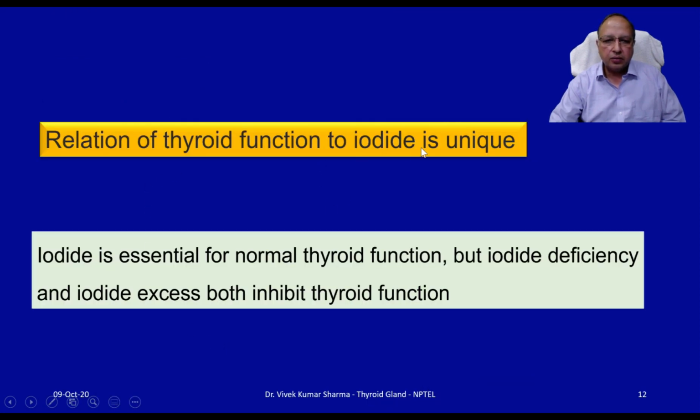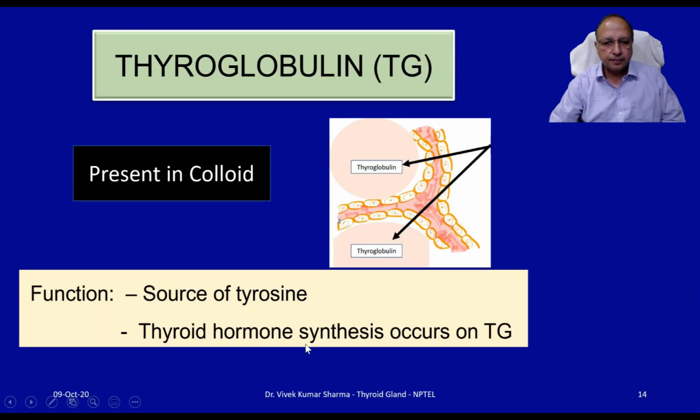Relation of thyroid function to the iodide is very unique because iodide is although essential for the normal thyroid function, but iodide deficiency as well as iodide excess both will inhibit the thyroid function. Now coming to the thyroglobulin, which is essentially the most important component of this colloid. It is present in the colloid and it functions as the source of the tyrosine from which the thyroid hormone will be produced, and the thyroid hormone synthesis occurs on the thyroglobulin itself.